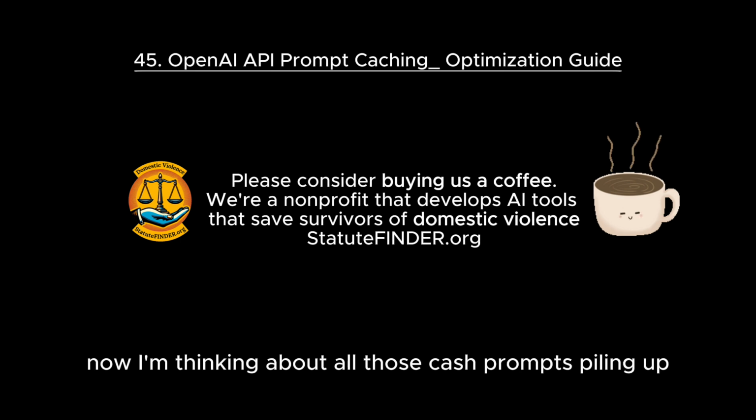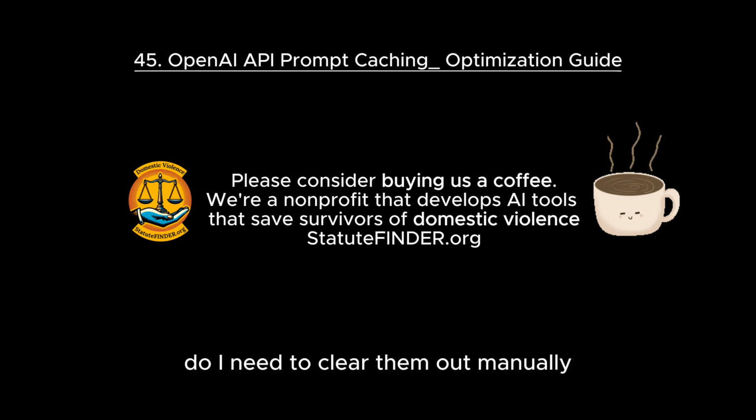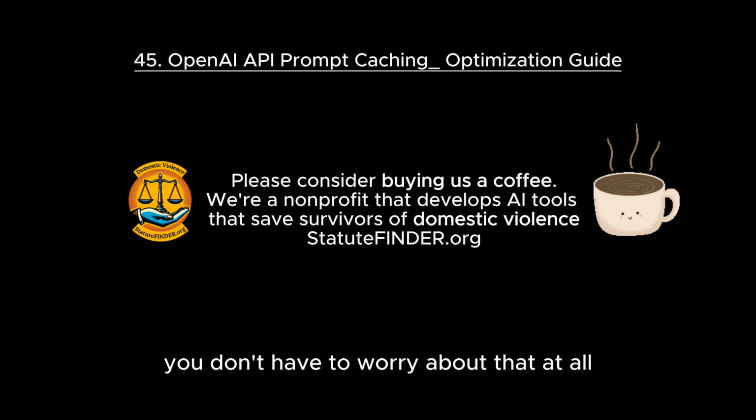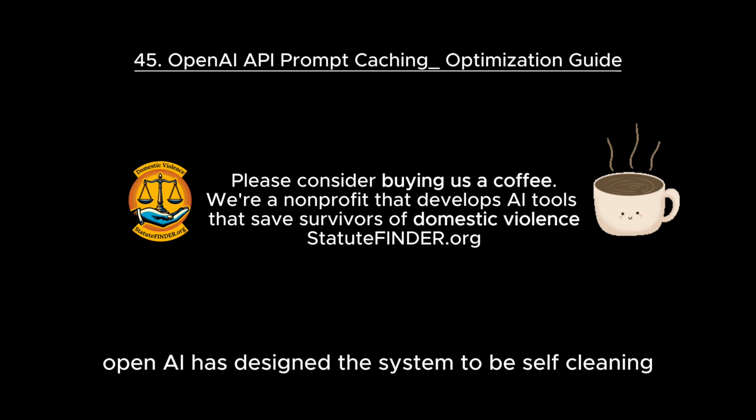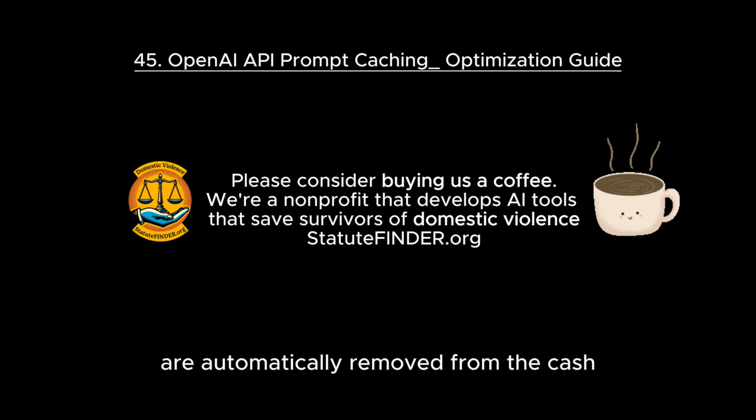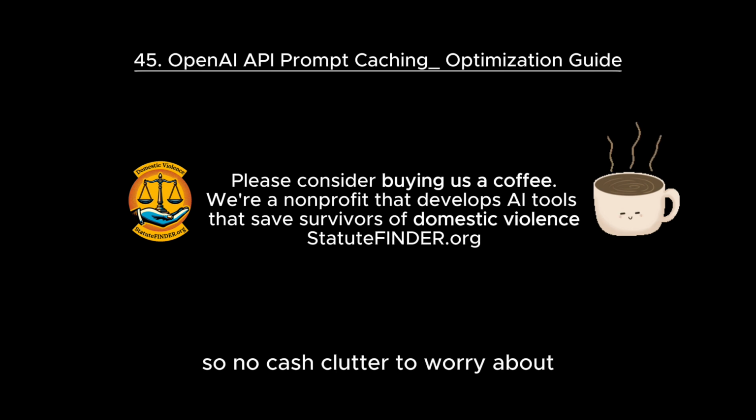Got it. Now I'm thinking about all those cached prompts piling up. Do I need to clear them out manually? You don't have to worry about that at all. OpenAI has designed the system to be self-cleaning. Prompts that haven't been used recently are automatically removed from the cache. So no cache clutter to worry about. That's a relief.